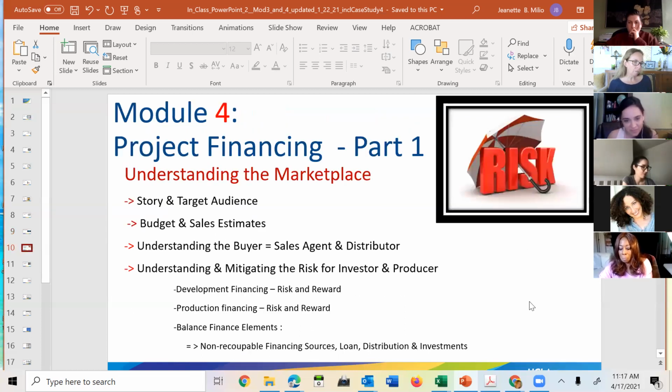So when we talk about understanding the marketplace, we first talk about the story. What is our story? How strong is it? Who do we want to reach with it? Then what are we paying for it? And we're driven by sales estimates. Who do we want to work with on the buyer and sales agent level? And how do we deal with the investor? And how do we protect ourselves from the risks that can happen? So when we do development financing, what are the risks? What are the rewards? The risk for the investor who gives you development financing is you never make the product. That's their risk.